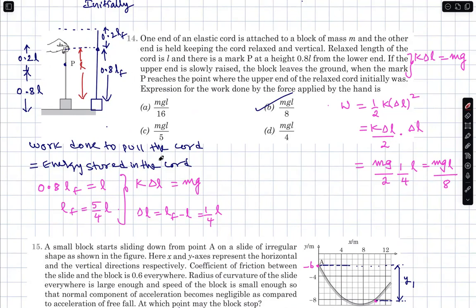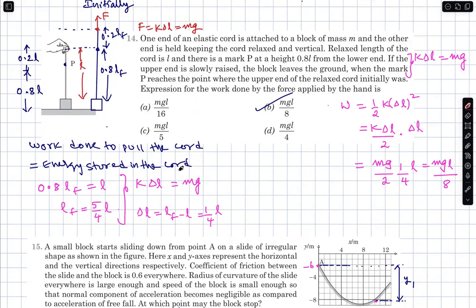What is L initial? That I know. The total final length of the chord is 5 by 4L. So the elongation is 1 by 4L. Next, at this stage, you are exerting some force F, which is equal to K delta L. But K delta L is nothing but mg. Keep this in your notes.